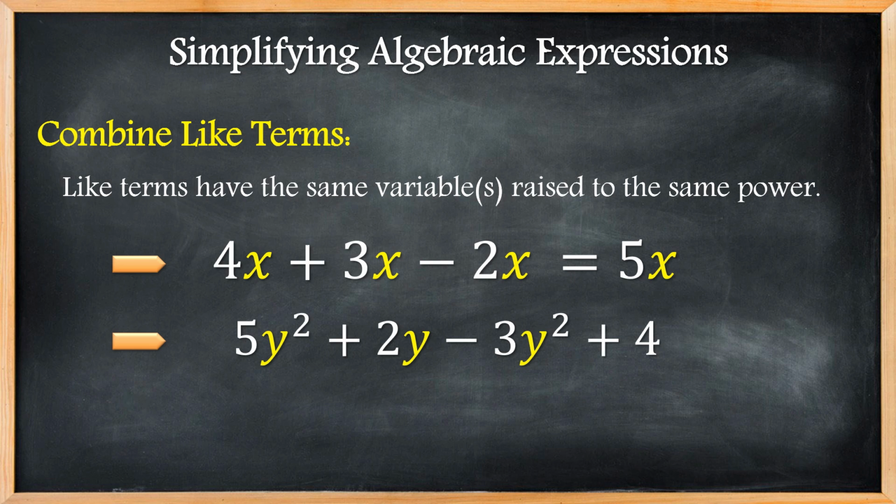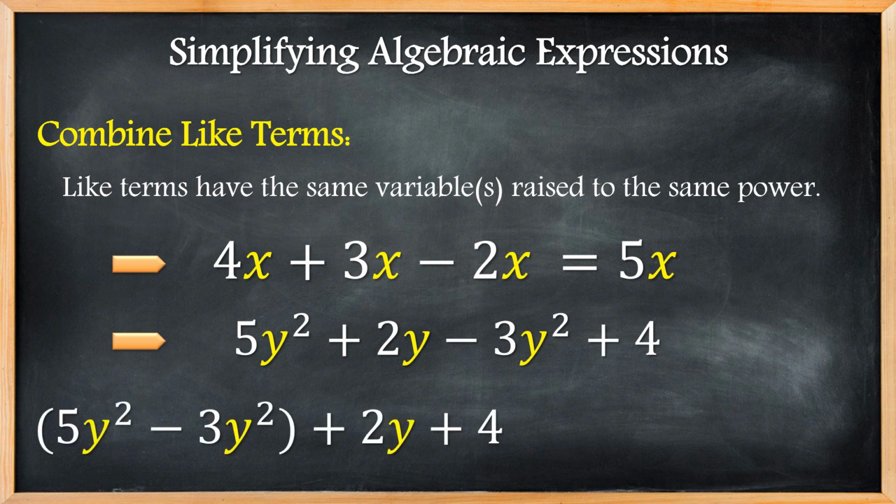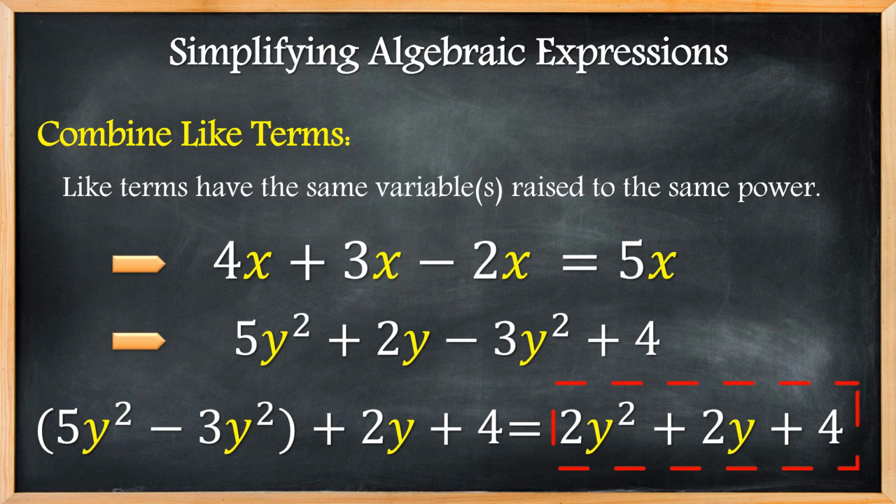Now let's simplify step by step. 5 times y squared minus 3 times y squared gives us 2 times y squared. The 2 times y stays the same because there are no other y terms to combine with it. And finally, the 4 remains unchanged. So the final simplified expression is 2 times y squared plus 2 times y plus 4.